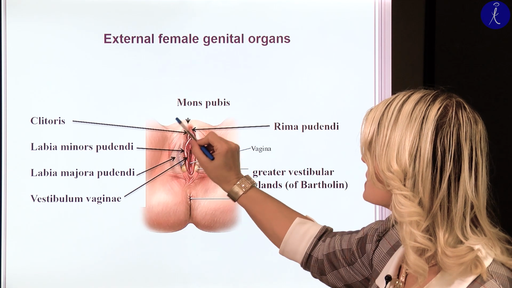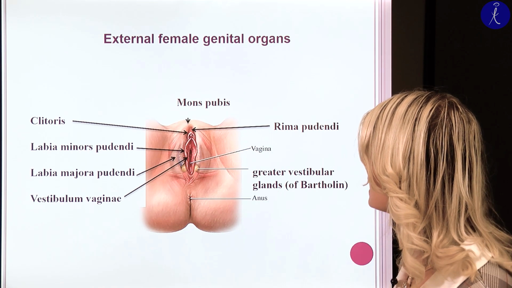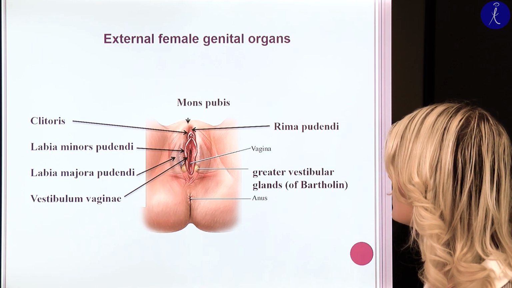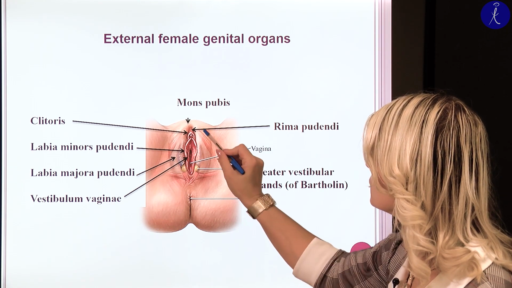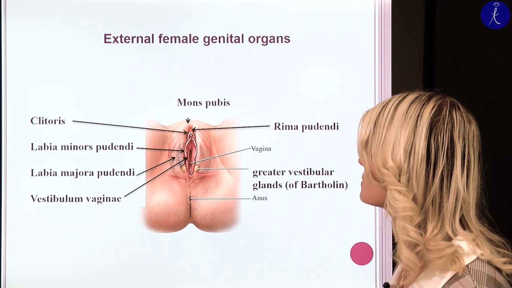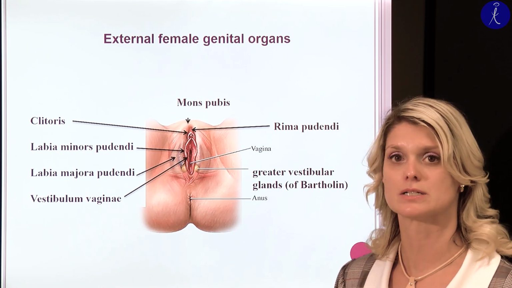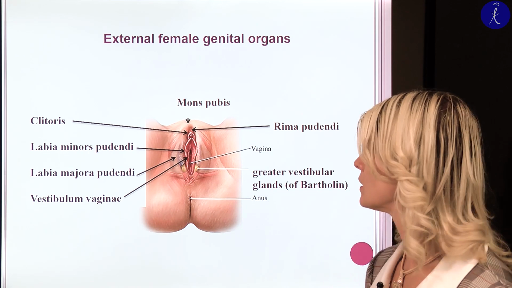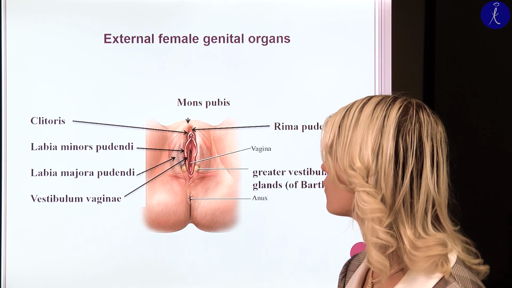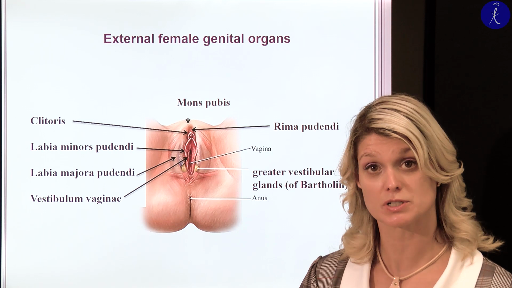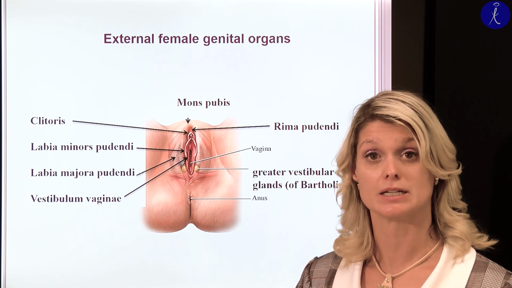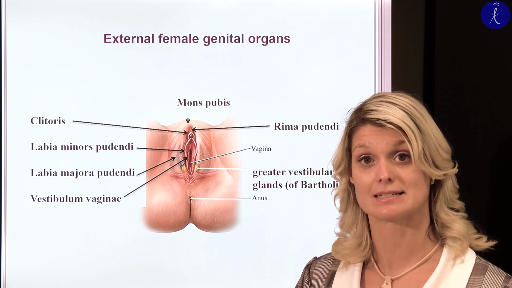On the top you can see the mons pubis, and in the lower part there is the opening of the anus. And here you can also see the muscles which form the urogenital diaphragm, but it is not important for the pharmacy students to know all of these details. All of the details of the genitalia you can see in the practices.